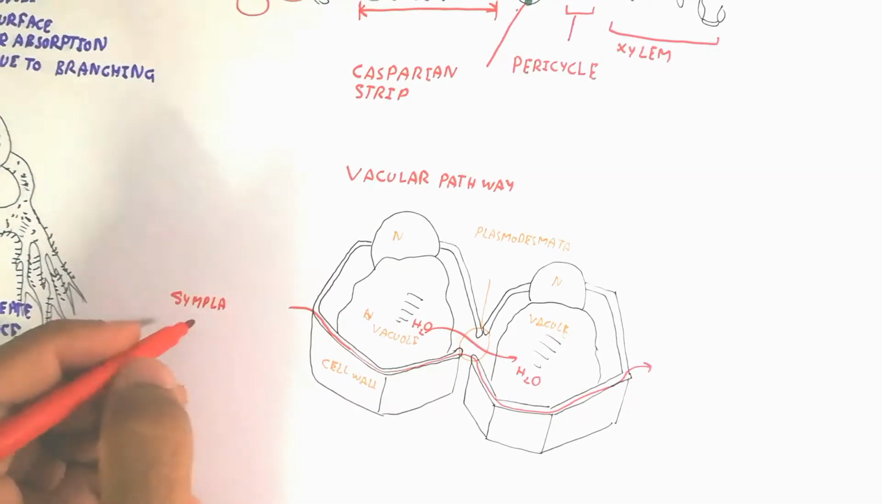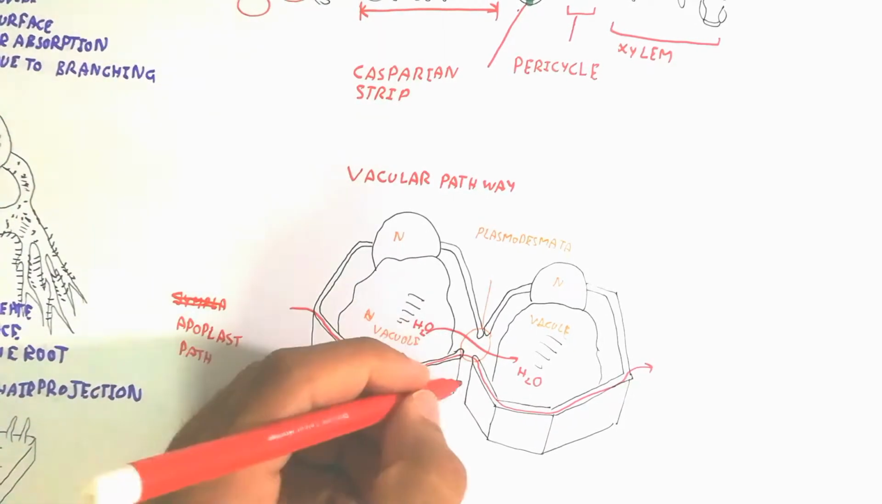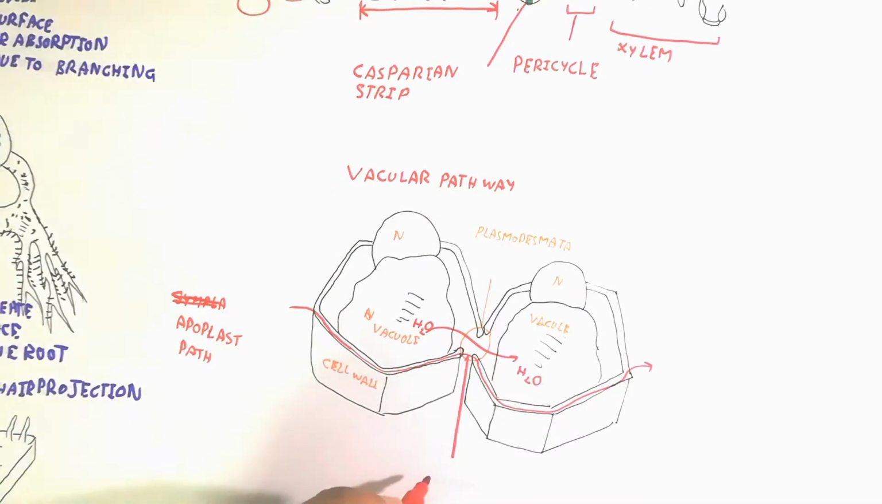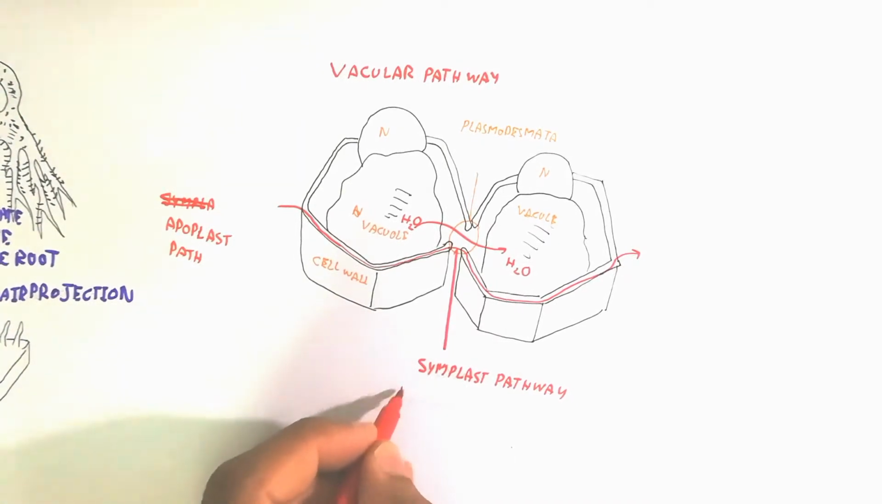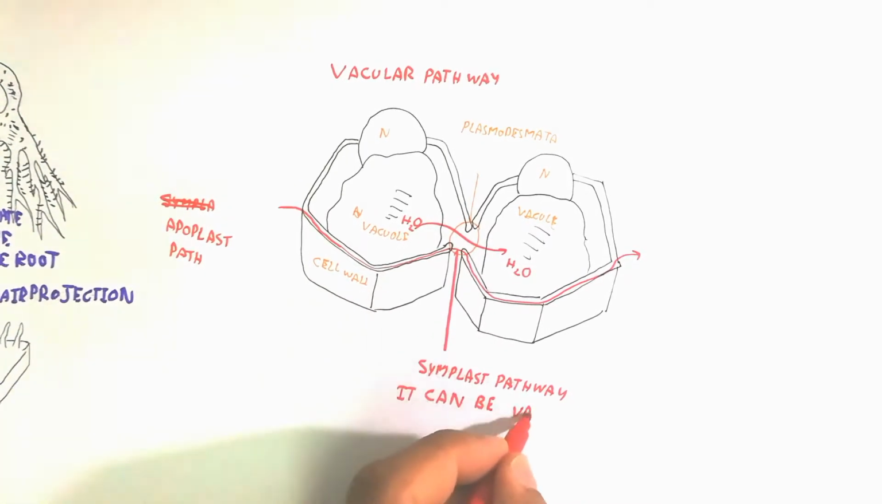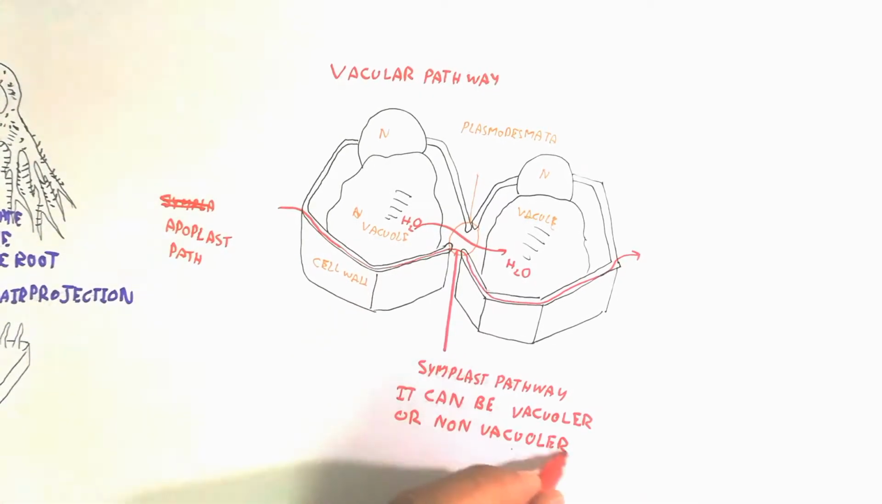So here is the apoplast pathway, which moves from cell wall to cell wall. Okay, so here is the apoplast, and I will write here: apoplast pathway, which moves from cell wall to cell wall. Okay, right. And the Symplast pathway moves through the plasmodesmata. That water movement through the plasmodesmata is known as the Symplast pathway. So remember it, it is very easy.